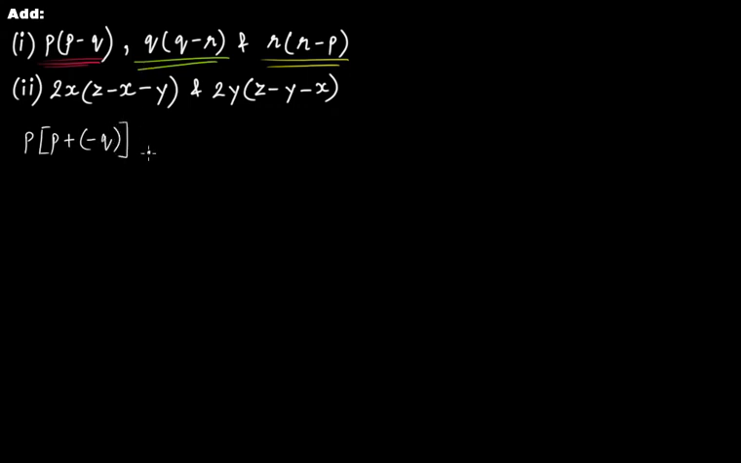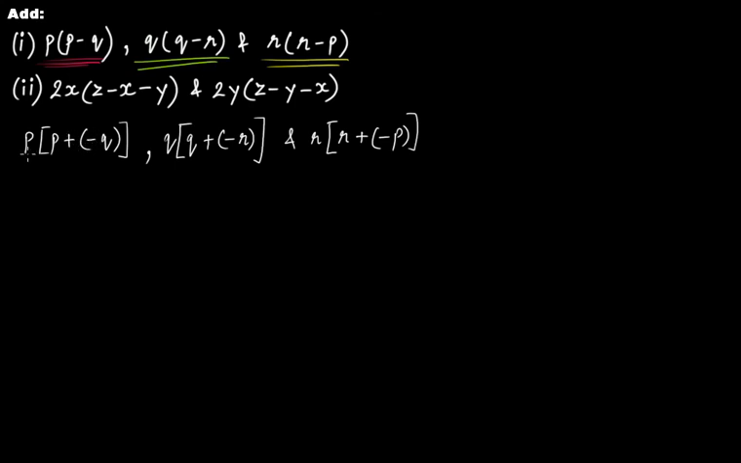Then this is the second one, this is q. Write it in this form, q plus minus r, and r, this is r plus minus p. Okay, now we have three algebraic expressions. We have written them in a different form, where we have taken plus outside and within the bracket we have taken minus.